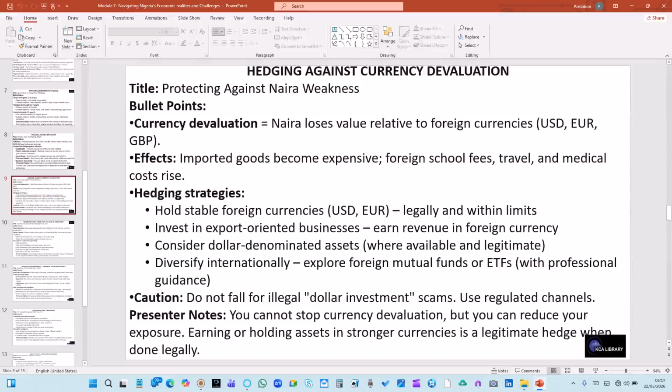Then hedging strategies include holding stable foreign currencies like US dollar or euro legally and within certain limits. Invest in export-oriented business that will help you to earn revenue in foreign currency. Then consider dollar-denominated assets where available and legitimate. Then finally, diversify internationally, explore foreign mutual fund or ETF with professional guidance. Caution, do not fall for illegal dollar investment scam. Use a regulated channel. Note, you cannot stop currency devaluation, but you can reduce your exposure. Therefore, earning or holding asset in stronger currency is a legitimate hedge when done legally.